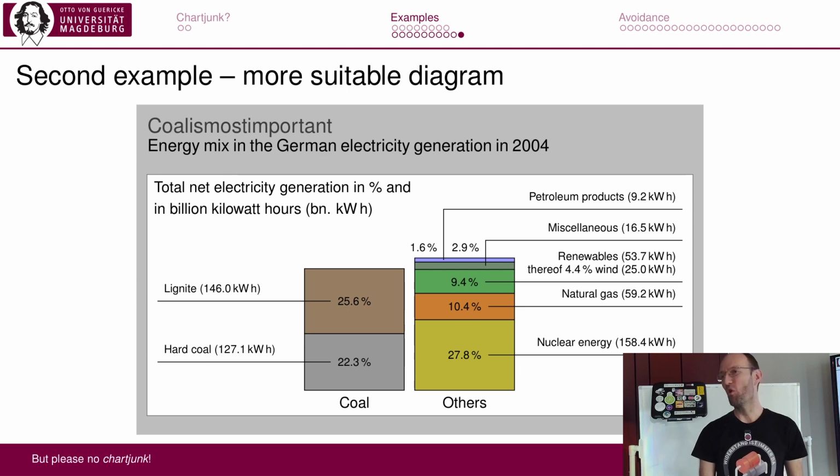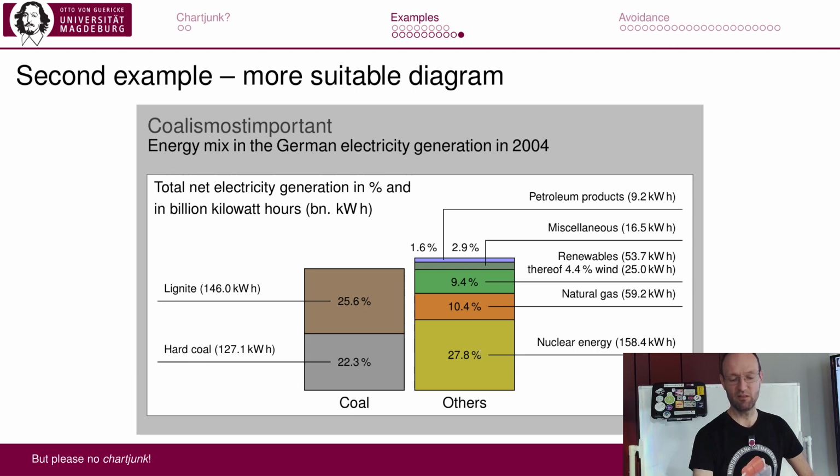Maybe a more suitable way to show this second diagram is to split this up into coal and others, and to say, okay, coal consists of hard coal and brown coal, and the hard coal is gray, is black, the brown coal, or the lignite, is brown, and then we have the others. And at the moment, I think we don't have any nuclear energy anymore in Germany. Am I right? Yes.